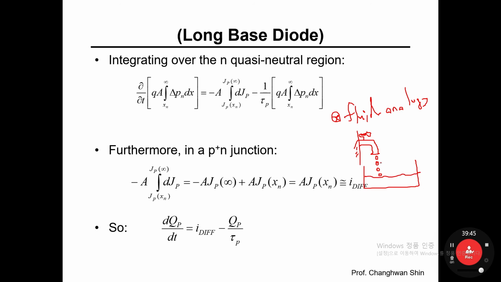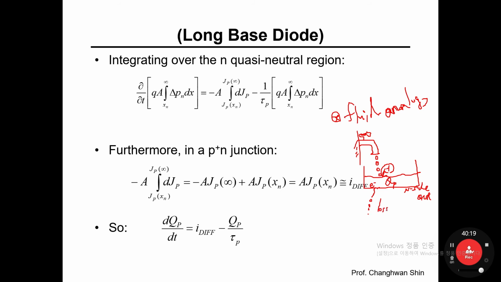So this water droplet corresponds to holes, and many holes are now stored in the n-side quasi-neutral region. For some reason, these holes would be recombined with electrons by recombination. So in this fluid analogy, part of the water would be leaked out.